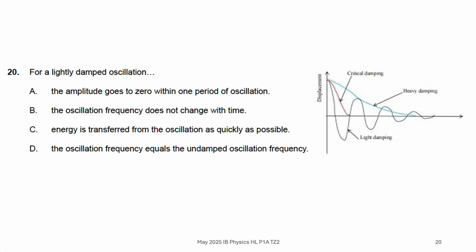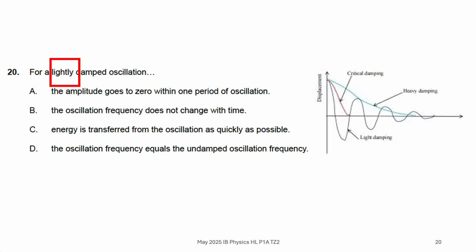So I've just put them on the screen here. We've got a combination of different damping types here. We've got light damping, we've got heavy damping, and then we've got critical damping. And we've got these statements here. We are interested in light damping. So let's have a look. We're going to try and rule out some answers.